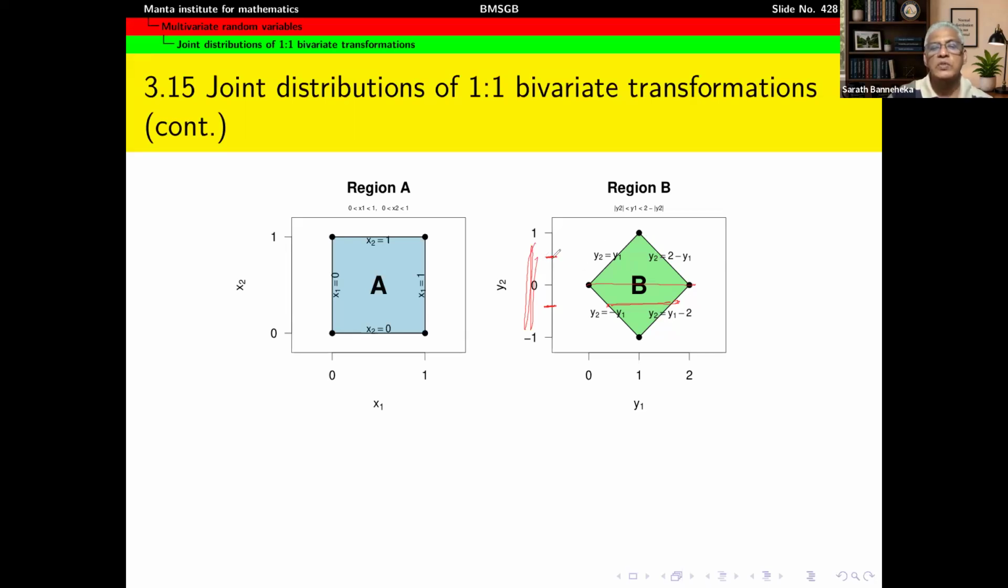If your y2 is somewhere between 0 and 1, you will be integrating over a line like this. So in that case, we take the integration with respect to y1 from here to here. So y1 is equal to y2 here, and y1 is equal to 2 minus y2 here. Therefore, those limits have to be applied. So I have done that and obtained the expressions.